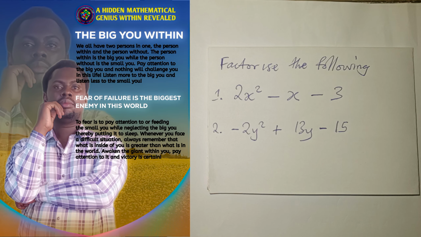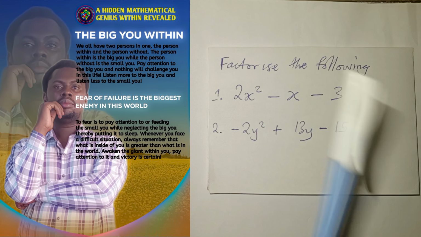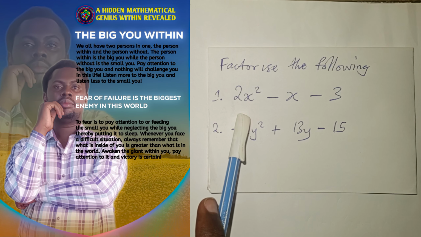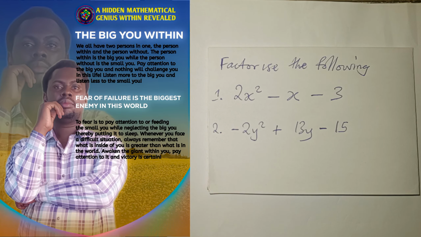Okay, so today's question is on quadratic expressions. Factorize the following. Whenever you see in an expression there is a power of 2 and there are 3 terms, just know that you are dealing with quadratic expressions, and quadratic expressions are factorized by a method called searching method, and here are the steps.